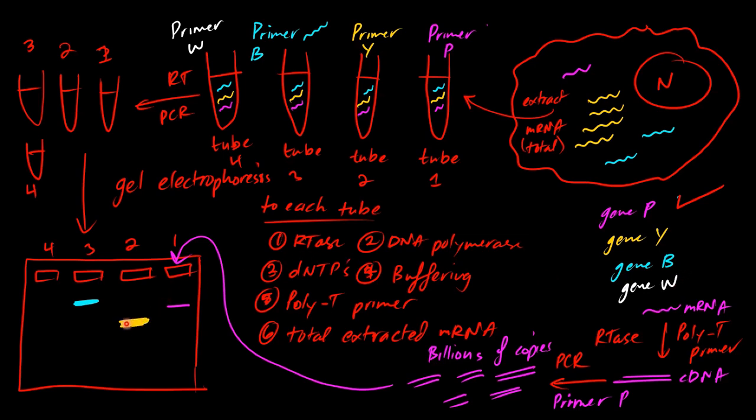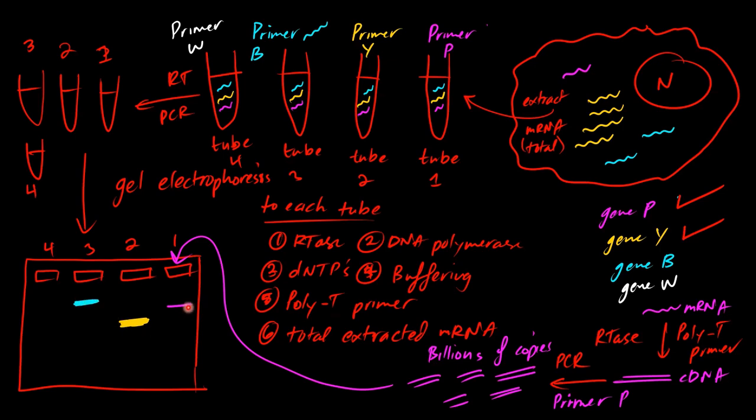We found here in tube number 2, where we added primer Y, primer Y will detect the presence of cDNA Y. We have a band, we have a positive result, which means the RT-PCR amplified the yellow cDNA. The yellow cDNA was made from the yellow mRNA. The yellow mRNA means it is present inside the cell, which means that yellow gene was expressed. We have a band here.